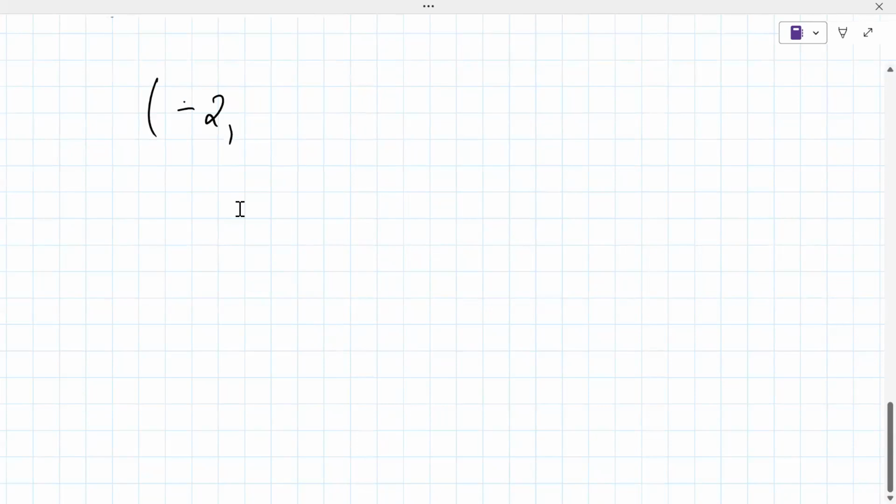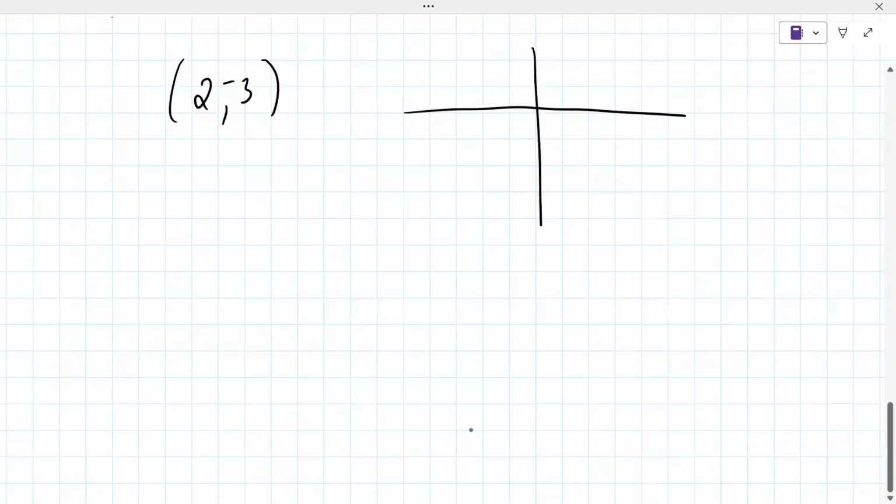We already did that, so let's do it different. Let's go like 2, -3, for example. So where is that? That's down here, and this is the triangle. This is 2, this is -3, and the hypotenuse is the square root of 13. Okay, and the angle is there.